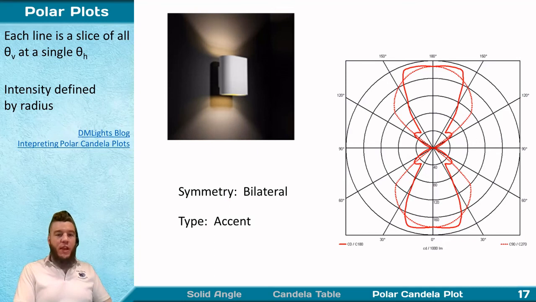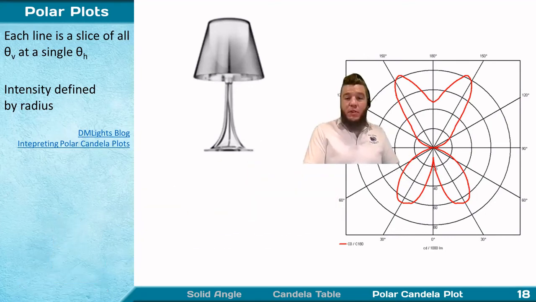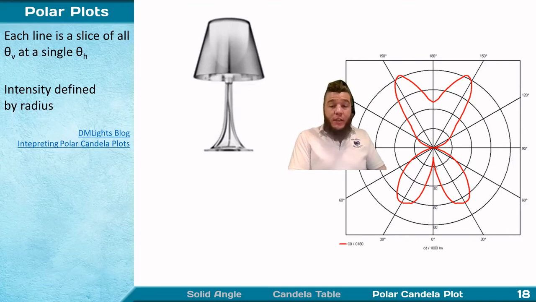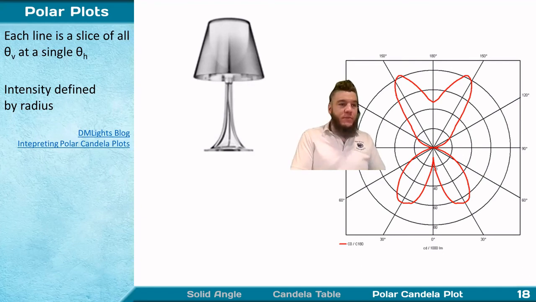Got two more examples. Okay, here's an interesting one. This is a fancy lamp, fancy enough that it was measured in a goniophotometer. So here's that lamp's distribution. You've got kind of an interesting layout here that is due to an interaction with the lamp shade. And the question is the same. What is the symmetry of this luminaire and how are we utilizing it?